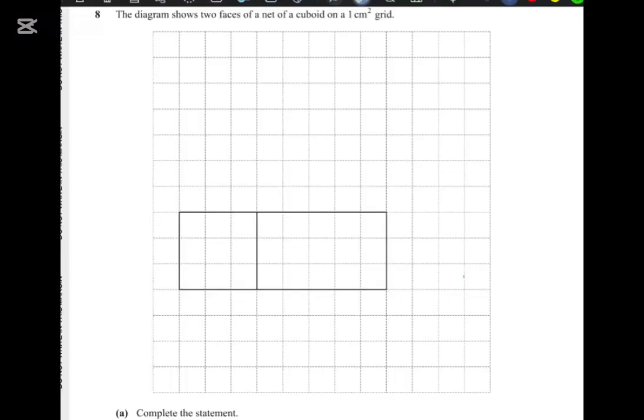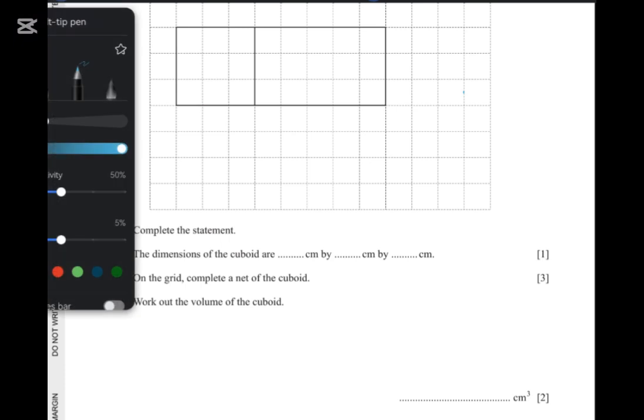Question number 8. The diagram shows two faces of a net of a cuboid on a 1 centimeter square grid. So there are two faces given on the grid and it is a net of a cuboid. Let us start the questions. Question A. Complete the statement. The dimensions of the cuboid are dash centimeter by dash centimeter by dash centimeter. For this question you need to check the net itself. You will understand what the dimensions are.